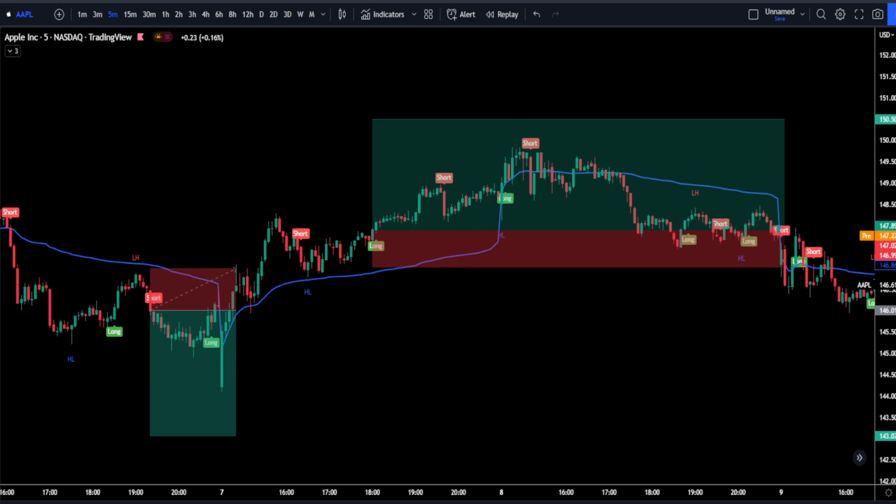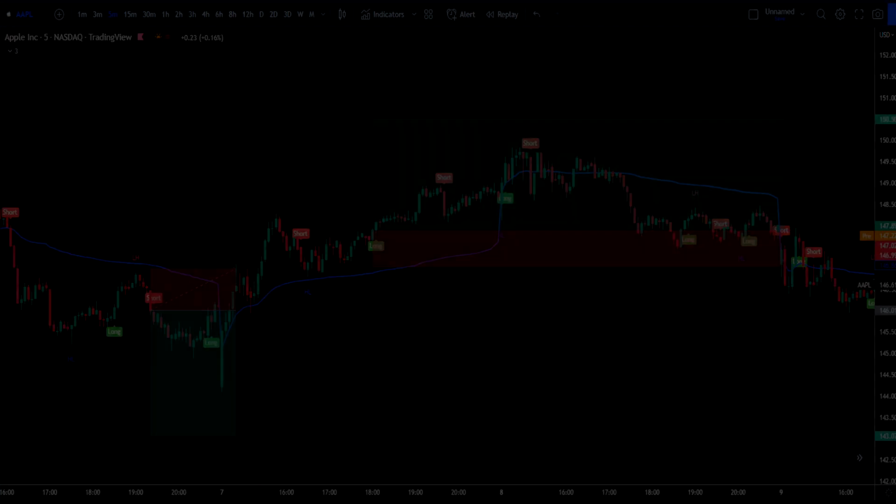Okay traders, I hope you have understood the rules for this strategy. Now let's move on to the backtesting to find out how well it works in different market conditions.